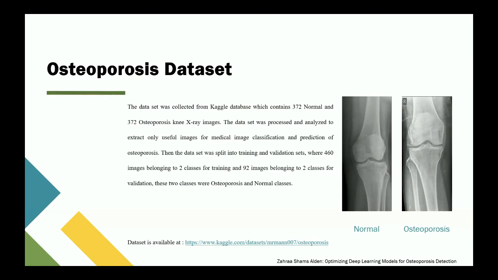The data set was split into a training and validation set, where 460 images belonging to two classes were used for training and 92 images for validation. These two classes were osteoporosis and normal. We can see the images for normal and osteoporosis. As you can clearly see, the osteoporosis image shows very low bone mass, whereas the normal image shows normal bone density.